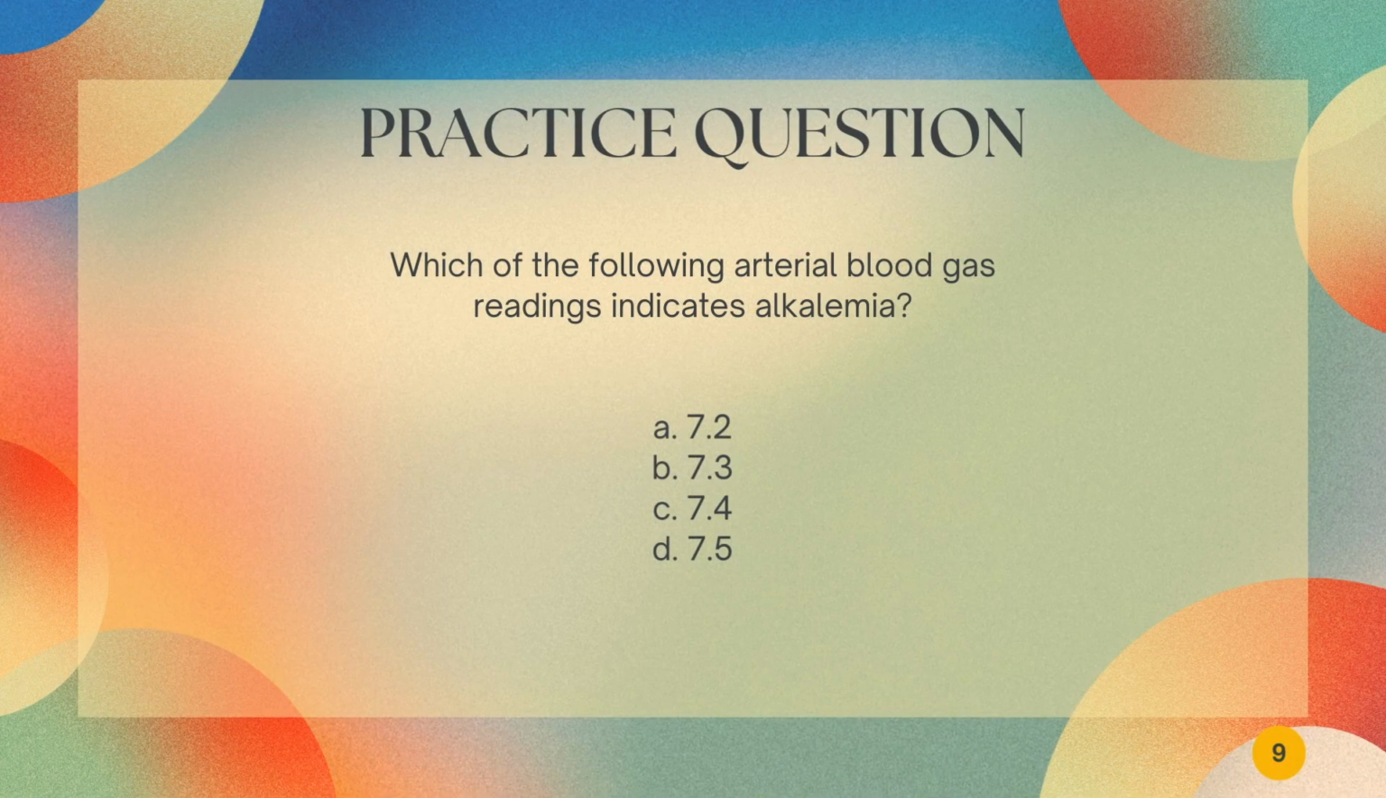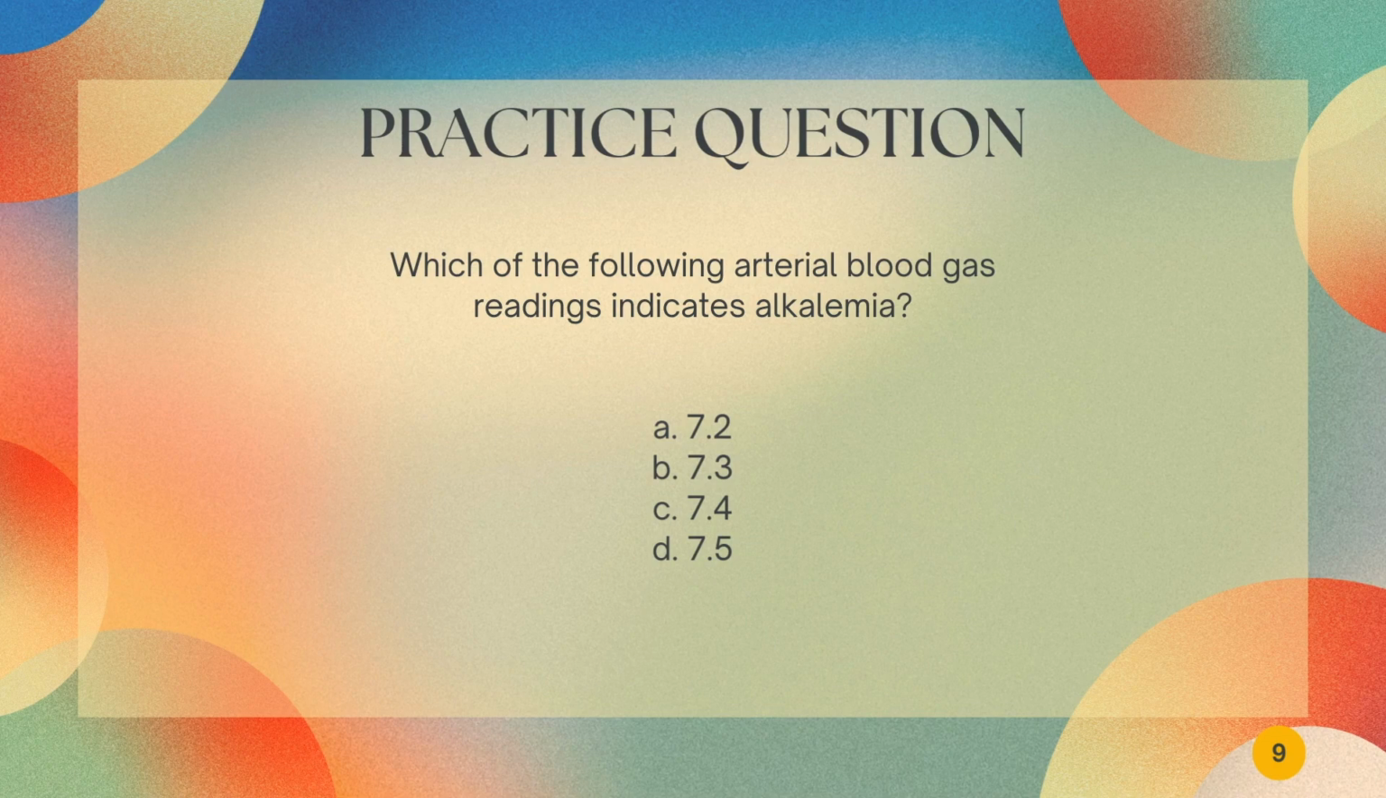Okay, now to the actual practice questions. Which of the following arterial blood gas readings indicates alkalemia? A, 7.2, B, 7.3, C, 7.4, or D, 7.5. I'll give you a moment to answer. Please pause if you're not ready to review.